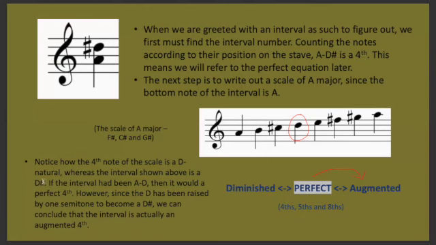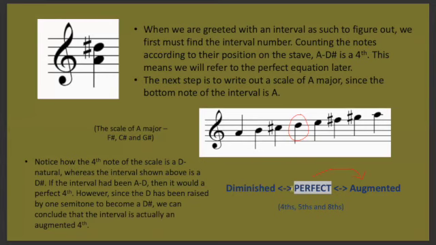So the fourth note of the A major scale is a D, whereas the interval shown above is a D sharp. So now we have to do a bit of thinking here. If the interval had been A going to a D natural, then it would be a perfect fourth, because the note D exists in the A major scale that we are referring to. However, since the D has been raised by 1 semitone to become a D sharp, we can conclude that the interval is actually an augmented fourth.